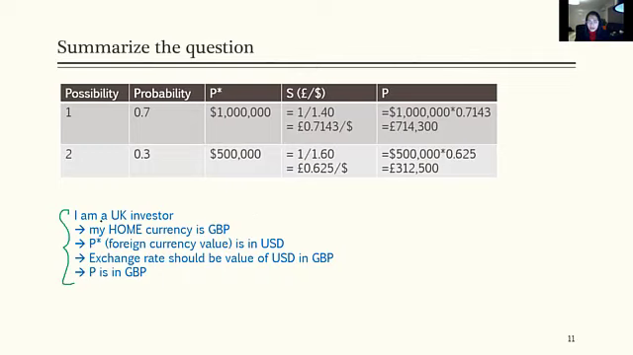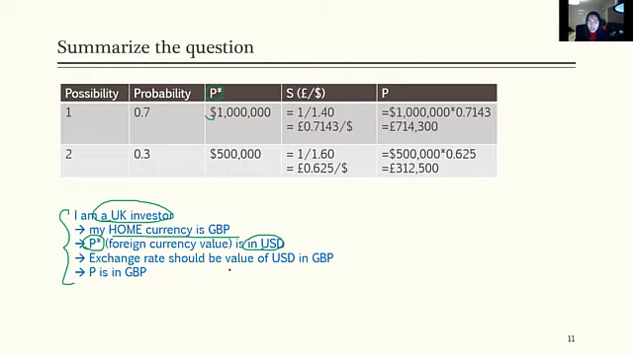So in this case, I'm a UK investor. So my home currency, therefore, is the pounds, and my foreign currency is obviously the USD. P star is the foreign currency value of the asset. So in this case, it should be in the USD. So this is my P star.